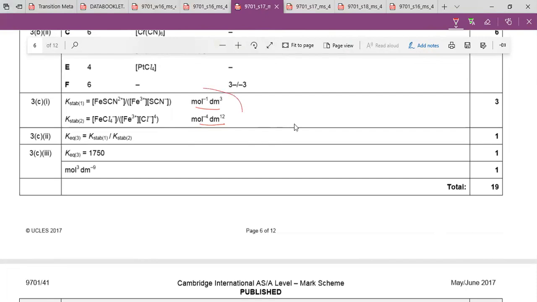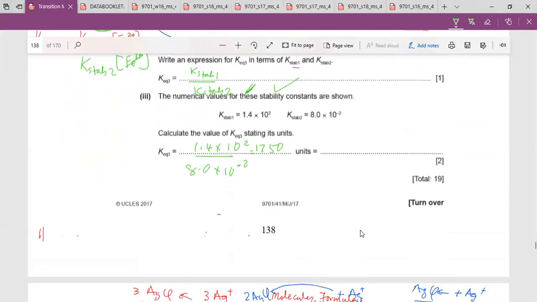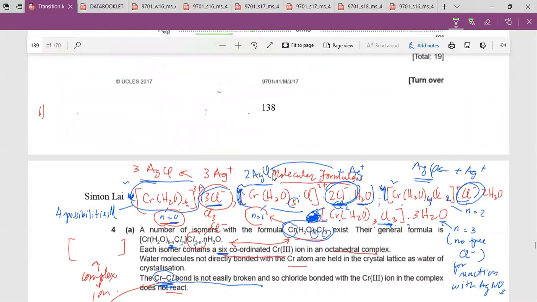Okay. K step 1, what's the unit? K step 1 is mole minus 1 dm3. K step 2, mole minus 4 dm12. So it's going to cancel, isn't it? So it's mole, mole 3. Here's dm minus, bring out here 3, 9. Okay, so it's 139.